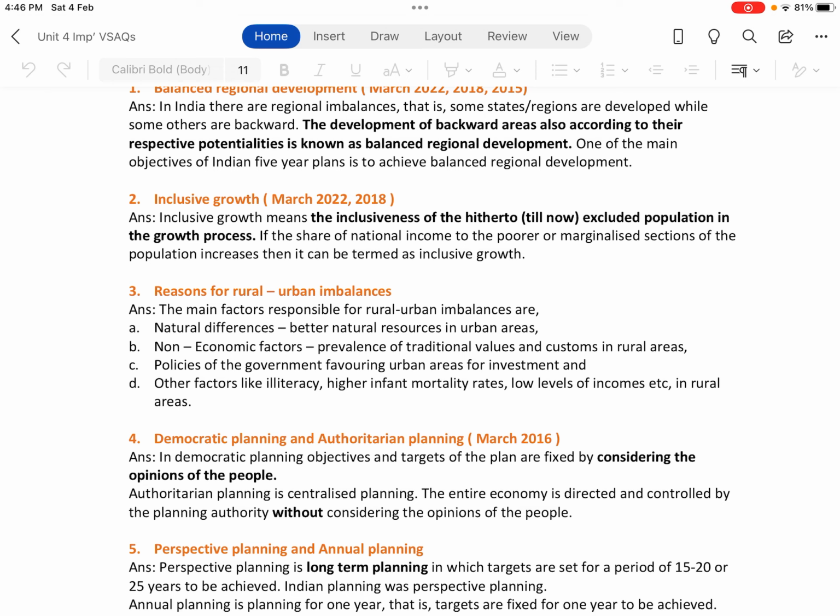And then the fourth one, other factors like illiteracy, higher infant mortality rates, low levels of incomes, etc. in rural areas. So all these keep the rural areas backward.